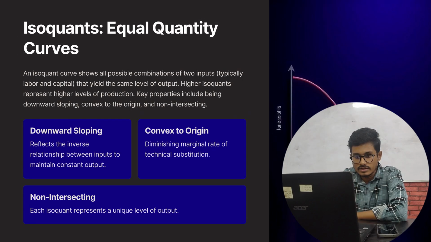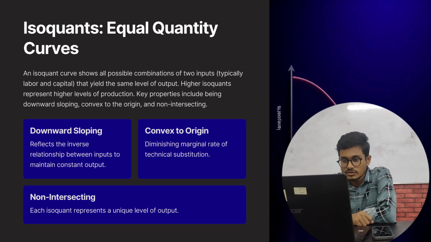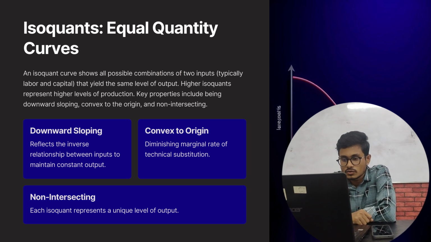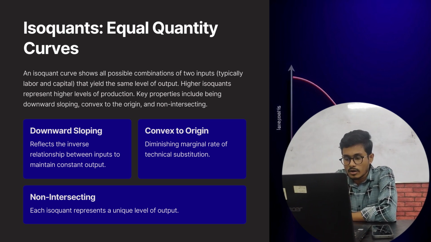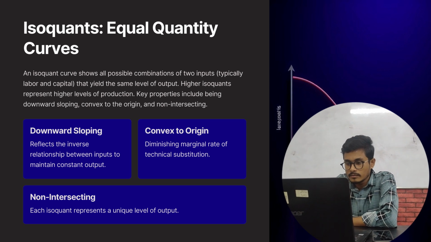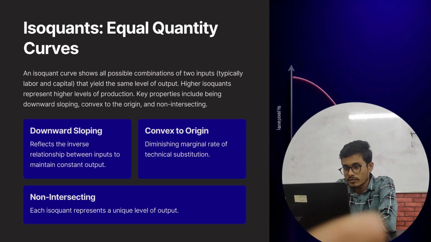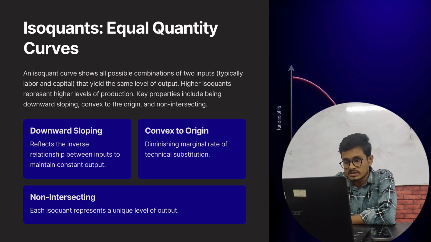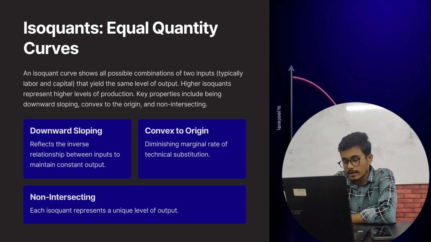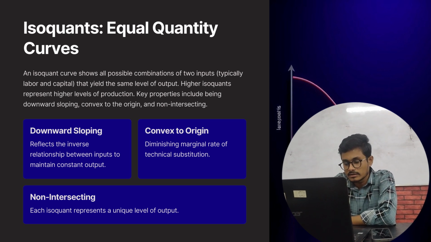After the definition, we come to our main topic, and that is the iso-quant curve. The definition of an iso-quant curve is that it shows all possible combinations of 2 inputs that yield the same level of output. The main characteristics of an iso-quant curve are that a higher iso-quant represents a higher level of production, and its slope is downward, it is convex to the origin, and non-intersecting.